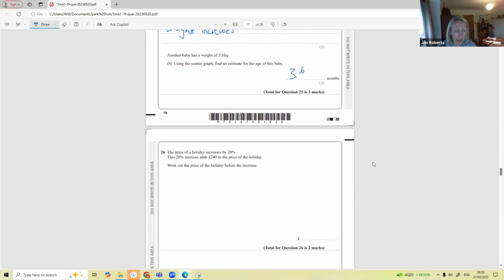Okay, the price of a holiday increases by 20%. So the 20% increase adds £240 to the price of the holiday. What that's telling you here really is 20% represents 240. So if 20% represents 240, 10% would represent half of that, which is 120. We want to work out the price of the holiday before the increase. So we want to work out what 100% is. If 10% is 120, we times that by 10, which gives you 1,200.